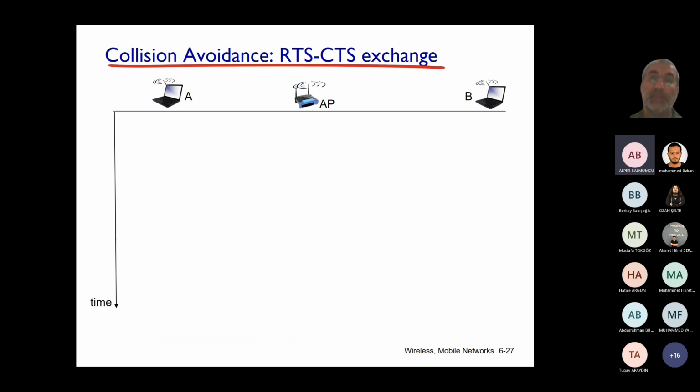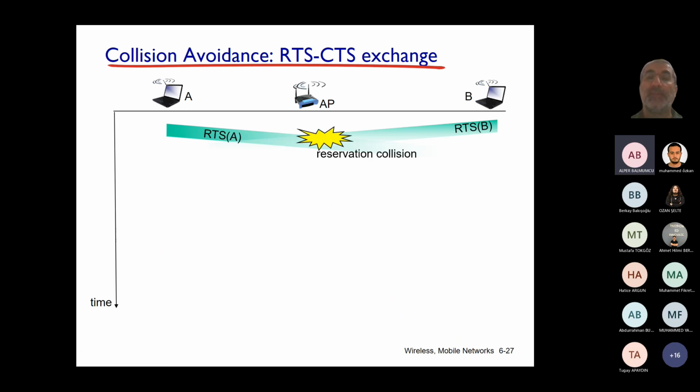So let's look at this RTS/CTS exchange. We have the access point, and we have wireless host A and wireless host B. Both want access to this link by sending RTS to the access point. As we mentioned, it's possible that these RTS packets may collide with each other, which is not too important since these packets are very small. Our loss is small basically.